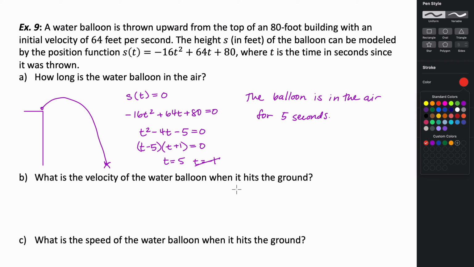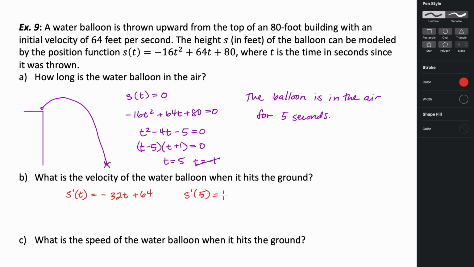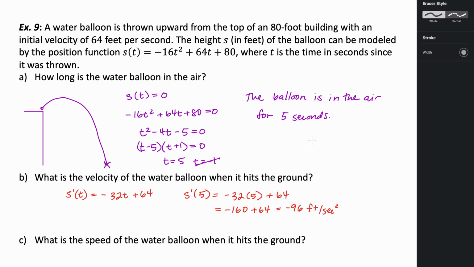To find the velocity, we said the velocity is represented by the derivative of our function. So we want to know what is s prime of t. Finding the derivative, we're going to use the power rule. That gives me negative 32t to the first plus 64. I want to know what is the velocity at time 5. So what is s prime of 5? Plugging that in, we get negative 32 times 5 plus 64. This is going to be negative 160, and then plus 64 is going to be negative 96. So the velocity is negative 96 feet per second.